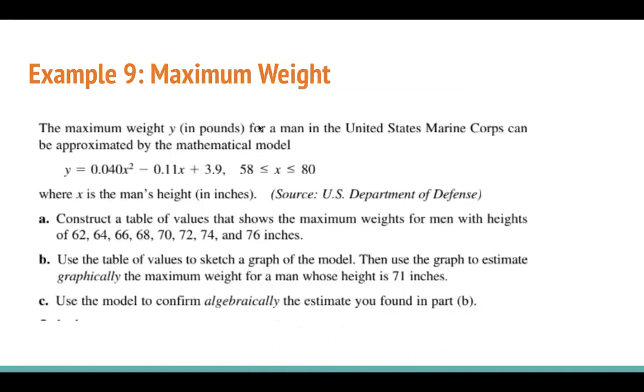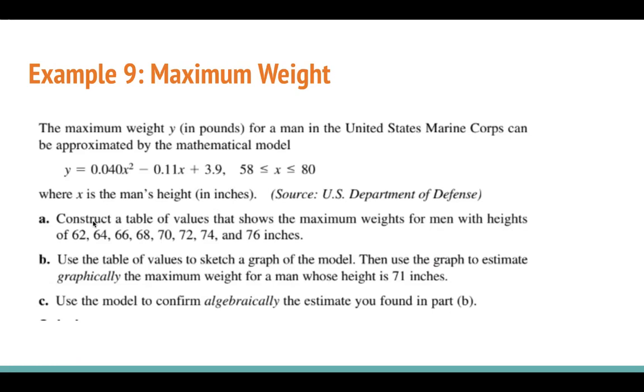Maximum weight, example 9. The maximum weight y in pounds for a man in the United States Marine Corps can be approximated by the mathematical model y equals 0.040x squared minus 1.11x plus 3.9, where 58 is less than or equal to x, and x is less than or equal to 80, where x is the man's height in inches.